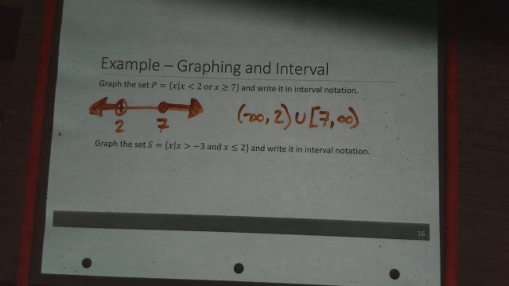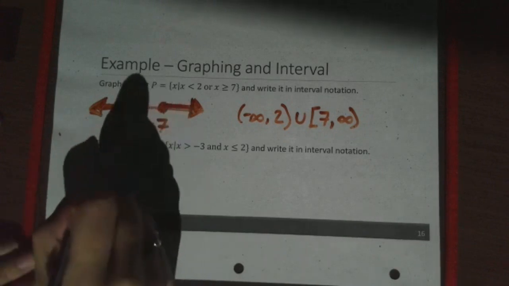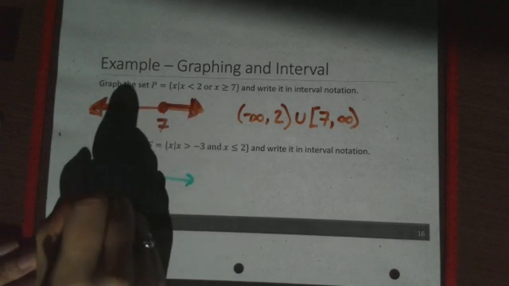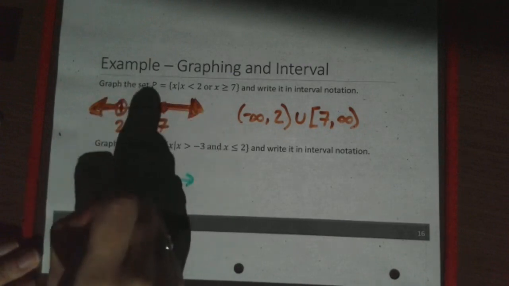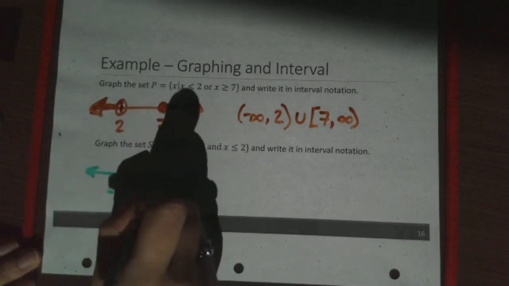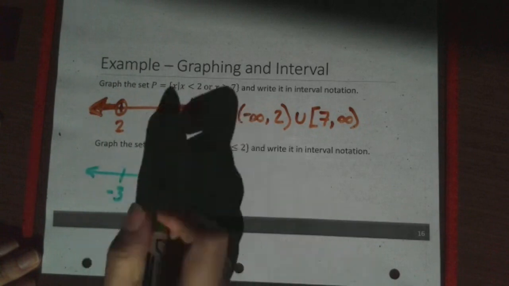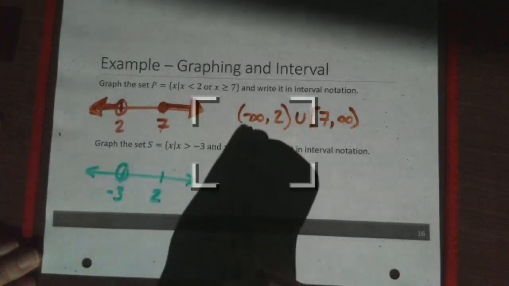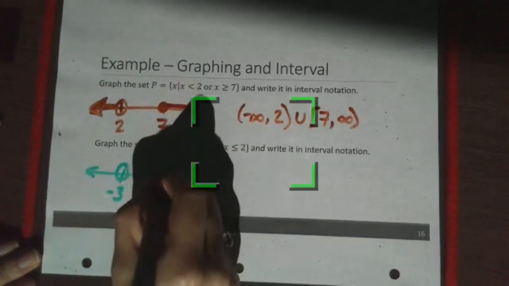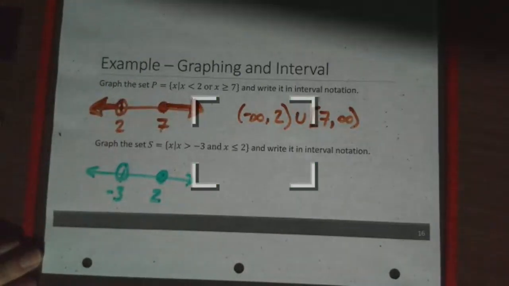This next one's a little bit weird. It says to graph the set S, which is the set of x such that x is greater than negative 3 and x is less than or equal to 2, and write it in interval notation. So we need a negative 3 and we need a 2. We need an open circle on the negative 3. We need a closed circle on the positive 2.